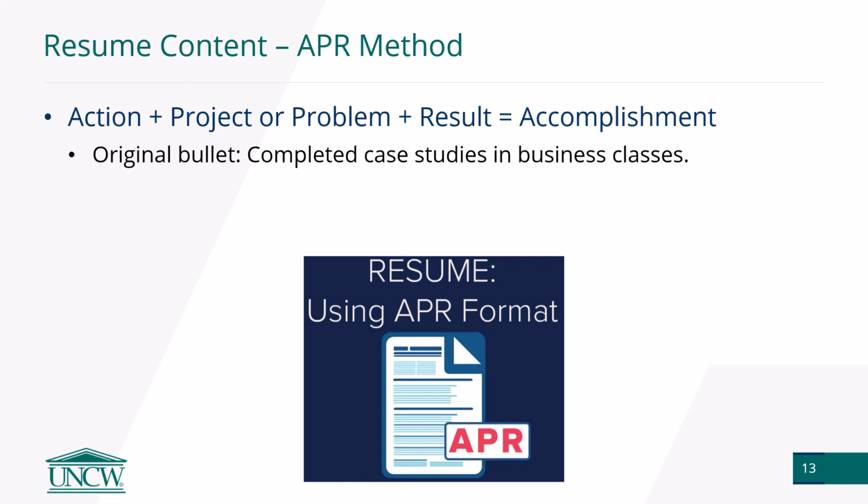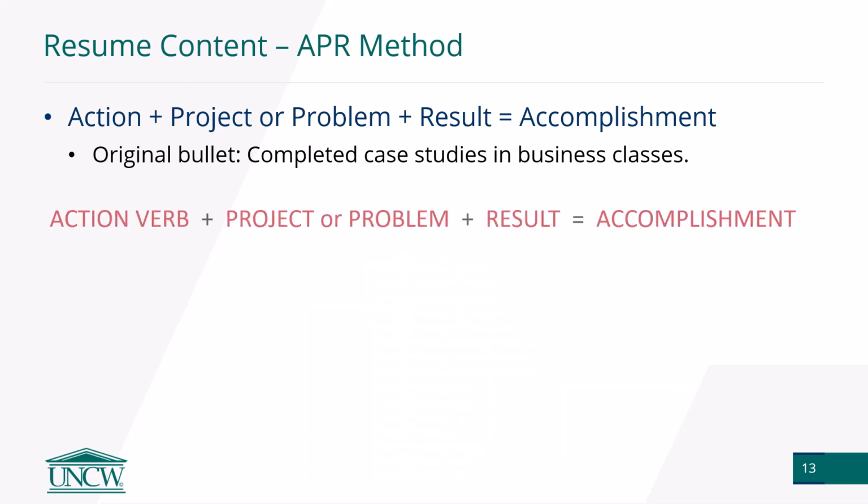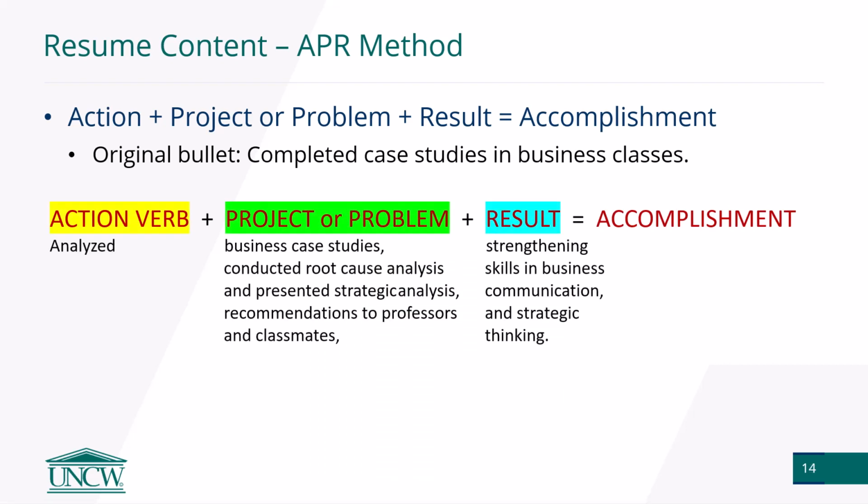So the original bullet that I pulled off of a student's resume is "completed case studies in business classes." So now we're going to break it down and create a much stronger bullet. In this case, the action verb, what we did, is analyzed. And then the project was business case studies, conducted root cause analysis, and presented strategic analysis recommendations to professors and classmates, resulting in strengthening skills in business communication and strategic thinking. Notice in this case, we do not have a numbers-based one.